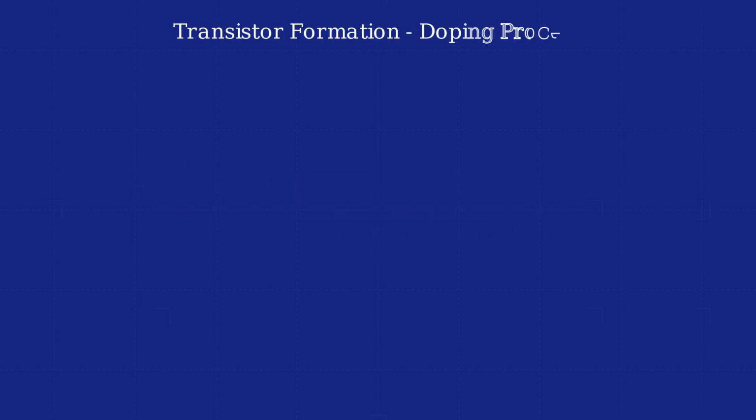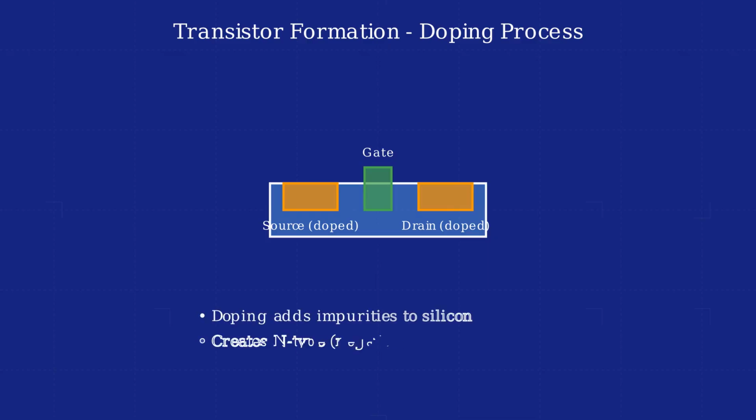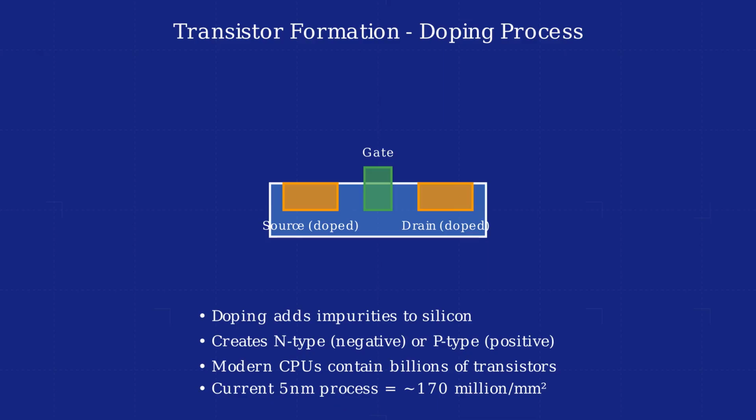Transistors are created by a process called doping, where impurities are added to specific regions of silicon to change its electrical properties. A transistor has 3 main parts: the source, the drain, and the gate. The source and drain regions are doped with elements like phosphorus or boron. Doping creates either N-type or P-type semiconductor regions. Modern CPUs contain billions of transistors, with the latest 5-nanometer process packing about 170 million transistors per square millimeter.